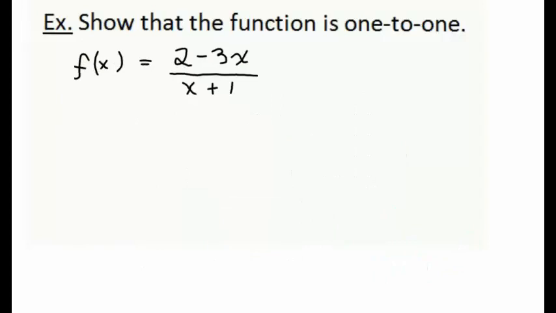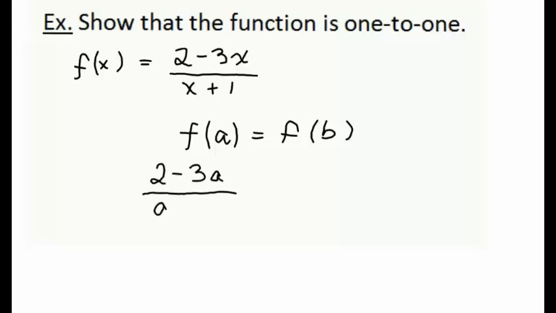Next, let's show that the function f of x equals 2 minus 3x all over x plus 1 is also a one-to-one function. We're going to begin like we did on the other slide with f of a equals f of b. That is, we take two y values and set them equal to each other, and we're going to try to work backwards to see if the two x values also have to be equal in this case. Next, let's substitute the value of a into f of x. So we're going to get 2 minus 3a all over a plus 1. We're going to set this equal to 2 minus 3b all over b plus 1.